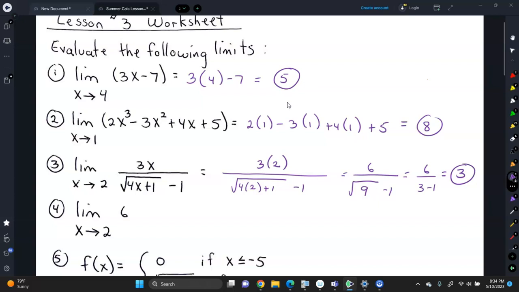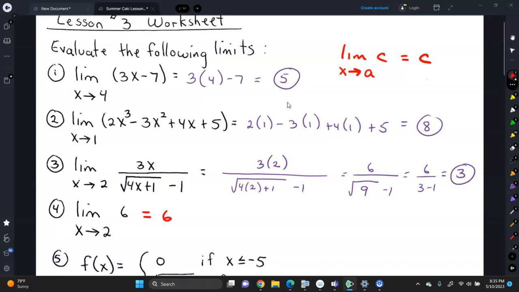Okay. Now, number 4 is a little bit different because there is no x in that equation. And that's actually one of the properties of limits, that if you take the limit of a constant, it just equals the constant. The property looks like this. The limit as x approaches any number of a constant is equal to the constant. Okay, so this is just simply going to equal 6.